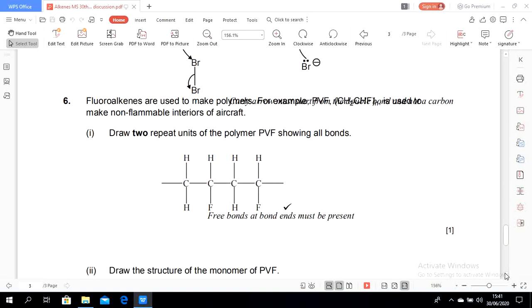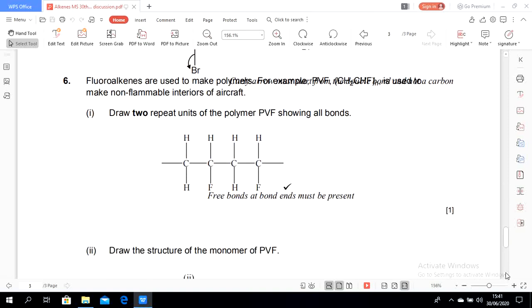Next question, number 6. Fluoroalkenes are used to make polymers. For example, PVF is used to make non-flammable interiors of aircraft. Draw two repeat units of PVF showing all the bonds. The condensed structural formula of PVF is CH2CHF.